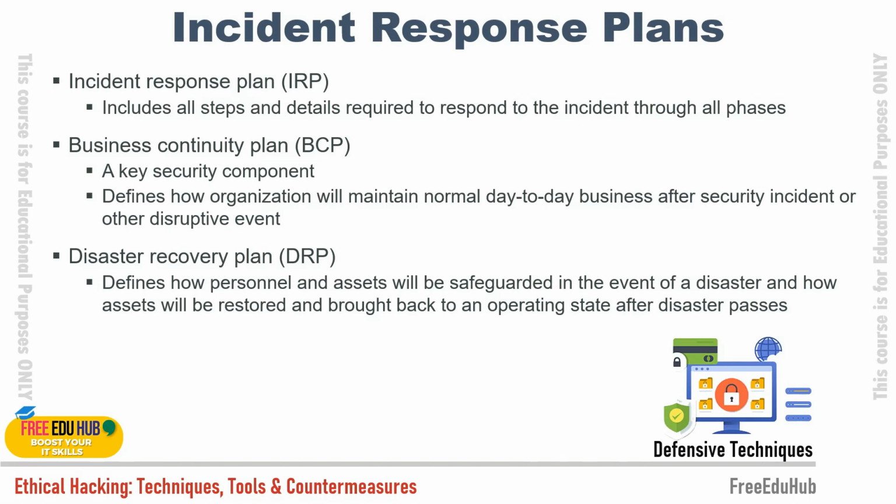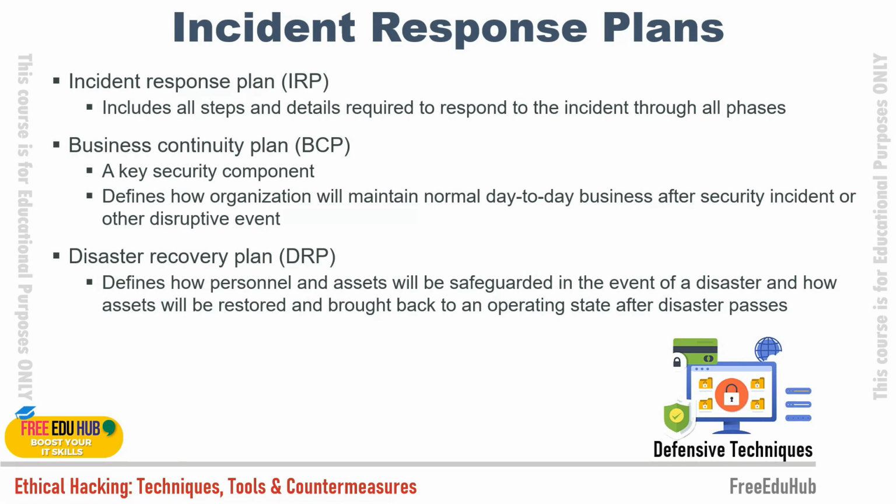Then you have the business continuity plan. It's a key security component that defines how an organization would maintain normal day-to-day business after a security incident or other disruptive event takes place. So the main goal of the business is to make sure that your business is running without any kind of issues, so that your customers don't feel bad that they are not able to access the services from your website. You must have a proper plan that if an incident takes place, how fast can you be back in business, or what are the measures that you'll take in order to avoid those things.